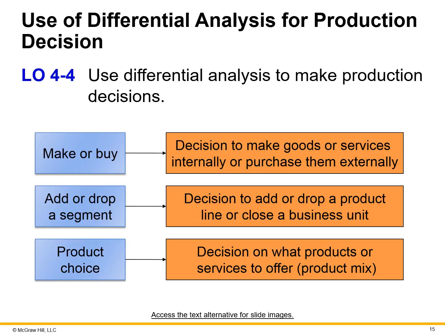These are three different types of scenarios that we use differential analysis in. One is make or buy, meaning that a company often can make their own products in-house or they can buy it from somebody else. Two is add or drop a segment, and that's where a company either sells or makes different lines of products, and they have to determine going forward whether to keep all of those lines or drop one or add one. And then number three is product choice, where we have to determine what the optimal product mix is.